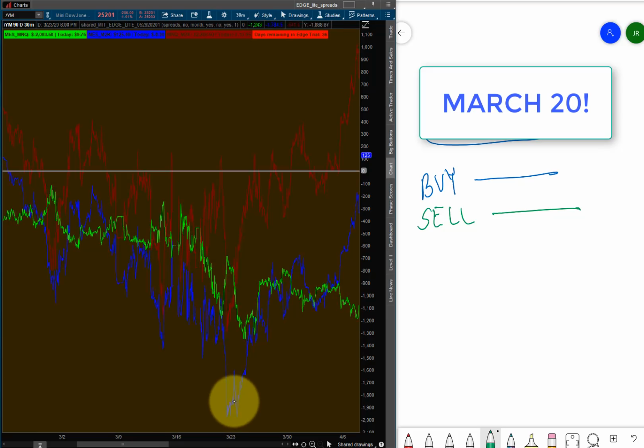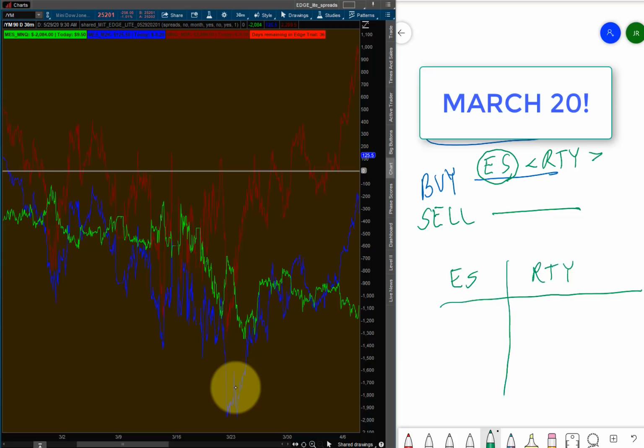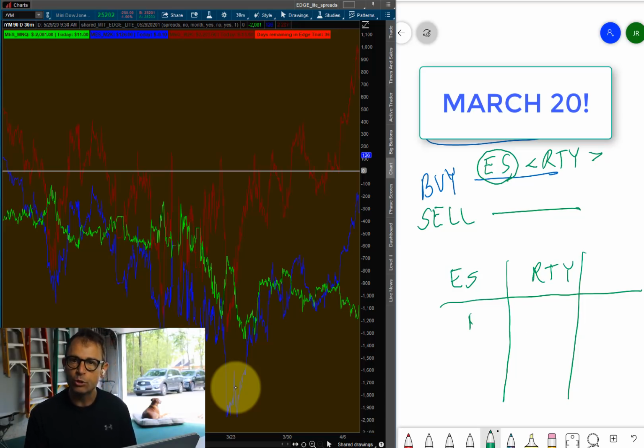So how would you put on that position? Well, the blue line would be the S&P against the Russell. So we would buy and sell. Okay, so if we go down here, we would buy one S&P, and in this example, we would sell one Russell. Sometimes we will use a ratio of 1 to 2 with the Russell, but for this example, I'm just using 1 to 1. The ratios, we teach how to figure out the ratios.